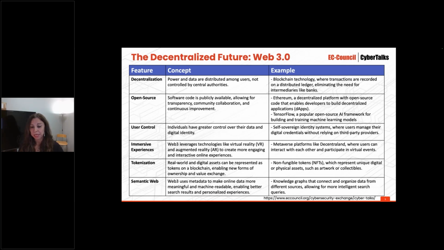And then, of course, the semantic web, which the history of the semantic web is also lending itself to machine learning and AI, but it's the concept of being able to have metadata, tagging of content so that it's readable by machines. And next, I wanted to give you an overview.